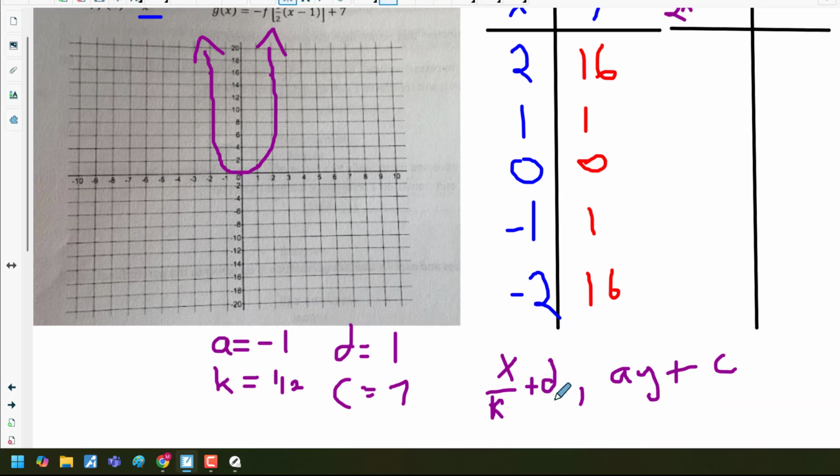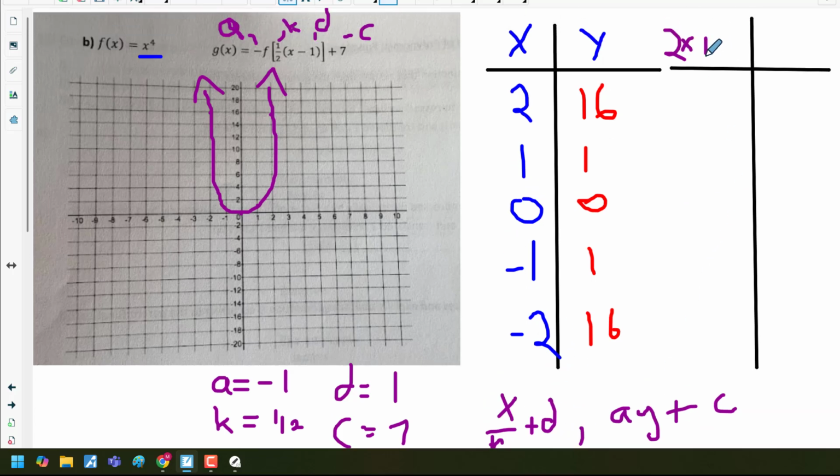So it's 2x plus d, and my d value is 1, so that's going to be 2x plus 1. And then ay plus c, well, a is -1, so that's going to be negative y, and then plus 7. So 2 goes there, 2 times 2, 4, 4 plus 1, 5, and then that's obviously 3, that's 1, and you'll probably see a pattern, but just keep going. Yeah, -1, and then -3.